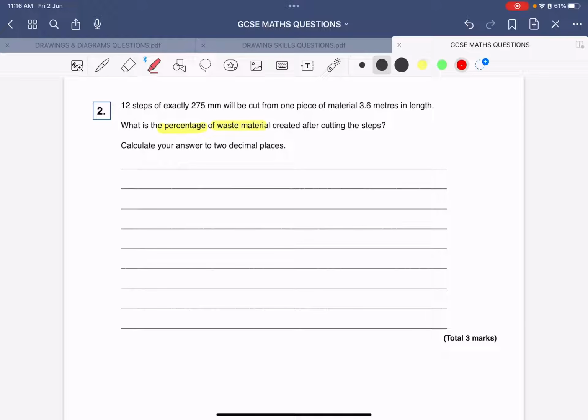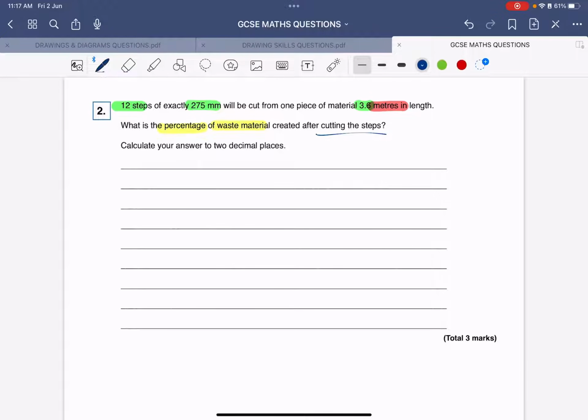We are told that we have 12 steps of exactly 275 millimeters will be cut from one piece of material, which is 3.6 meters in length. Now notice they've been naughty there. They've given us two different units of measurement. So what is the percentage of waste material after cutting the steps? Let's go through this step by step.